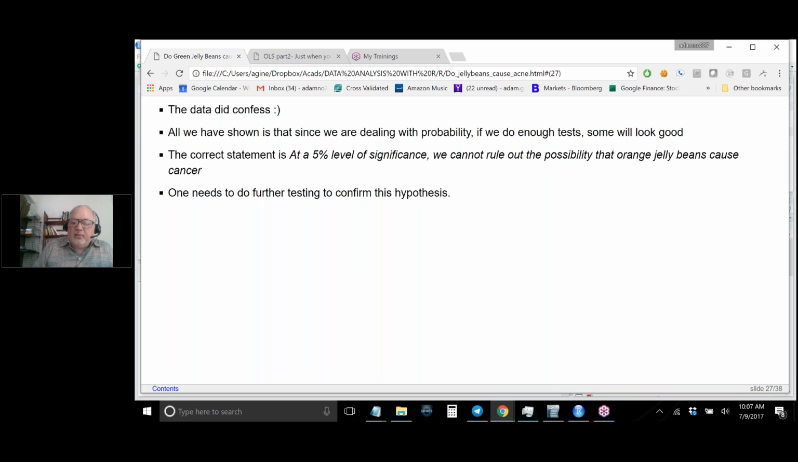And needless to say, you won't find that. Now, incidentally, I didn't want to get people nervous, but I could have done control, copy, replace, and replaced every instance of acne with cancer. And then one would be discovering that orange jelly beans cause cancer. So the point is, all these tests do is provide some statistical evidence for what we want to see. They don't provide a causal effect.